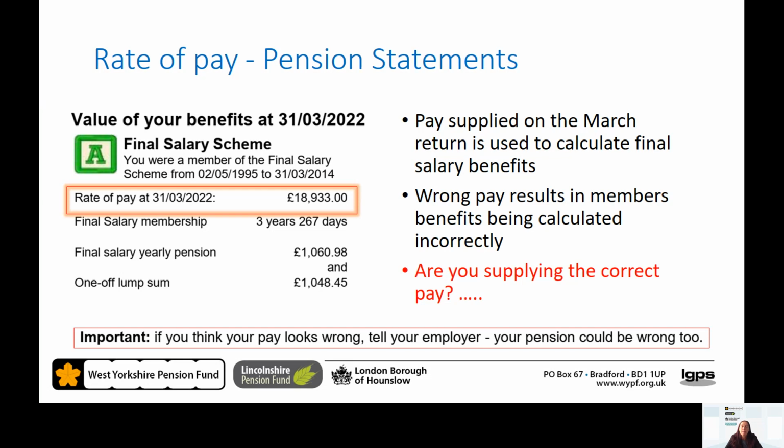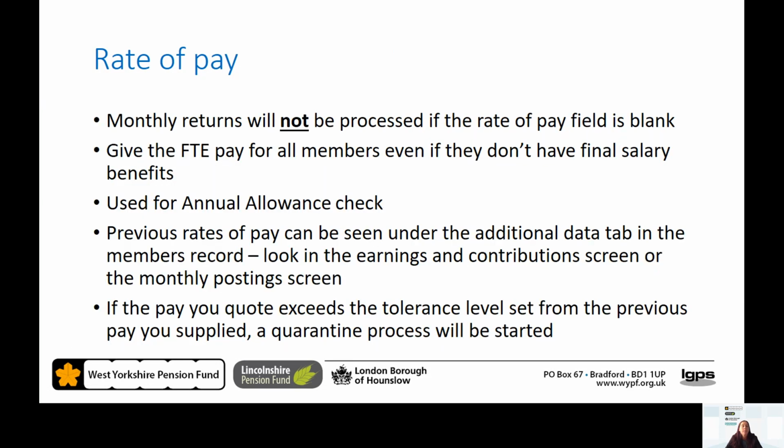We do instruct members, if they do query the pay figures that we're using to calculate the pension benefits, to contact their employer, because it's the employer that's given us that pay information on the monthly return. So just to go over the rate of pay, it's mandatory for the March return. The monthly returns will not be processed if the rate of pay field is blank. So you do have to have a figure in there that will be the full-time equivalent salary.